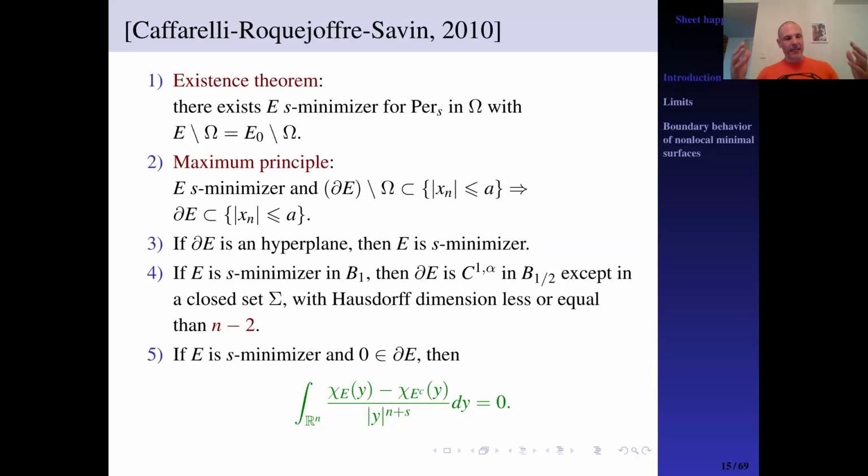The analogy is that minimizers, or more general critical points of the perimeter, satisfy a 0 mean curvature equation. So since this may be seen as the Euler-Lagrange equation for the S perimeter functional, the left-hand side of this equation plays the role of a non-local mean curvature.